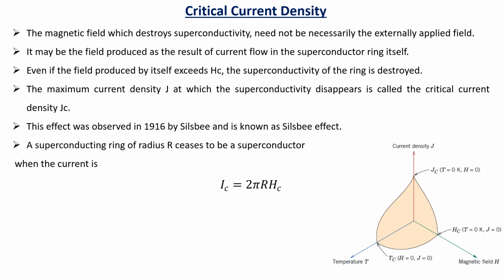The maximum current density J at which the superconductivity disappears is called the critical current density Jc. This effect was observed in 1916 by Silsbee and is known as the Silsbee effect. A superconducting ring of radius r ceases to be a superconductor when the current is given by the equation. The variation of current density and magnetic field with respect to temperature is shown in the figure.